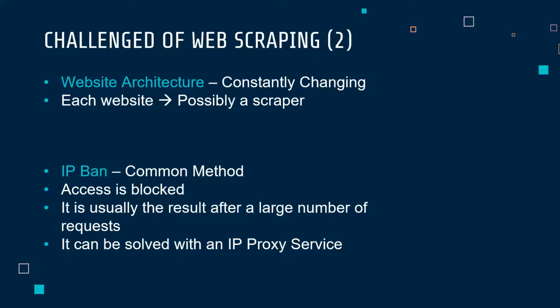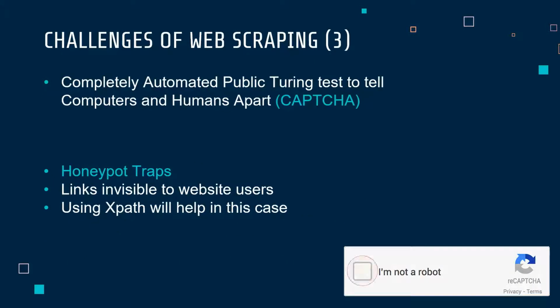So another challenge is the CAPTCHA, or Completely Automated Public Turing test to tell Computers and Humans Apart. Thankfully, the sites that I had picked to scrape didn't have any CAPTCHA implemented. Also, there are quite a few websites that have honeypot traps, which are links that are invisible to website users, but to robots, they're basically visible. You could use XPath here, which is a way to bypass honeypot traps.